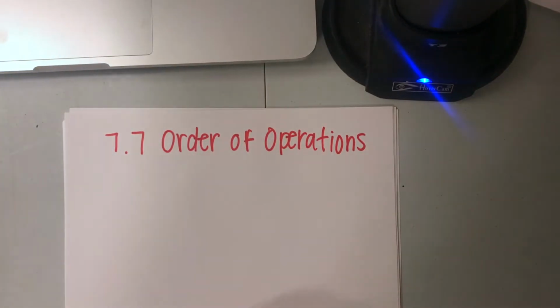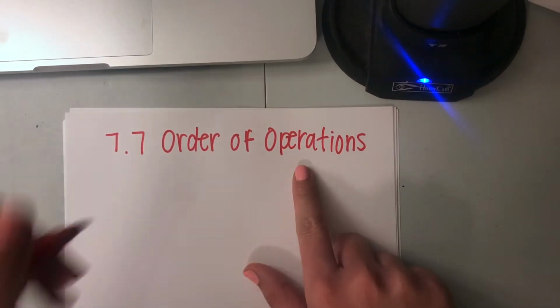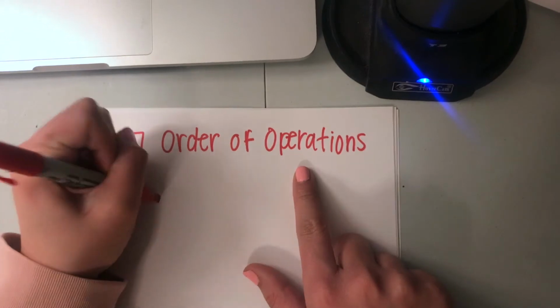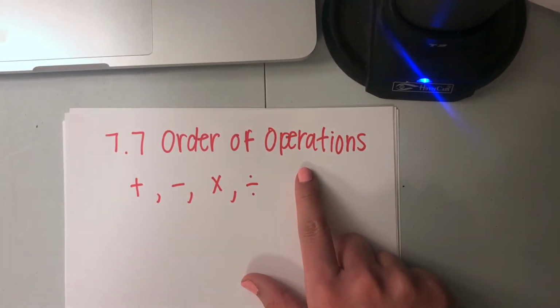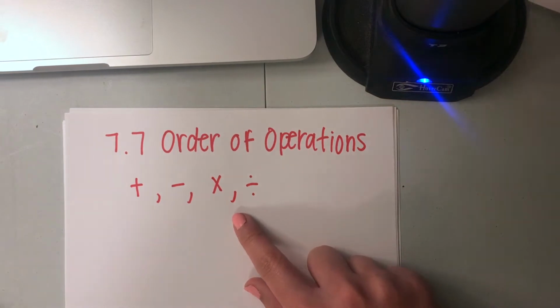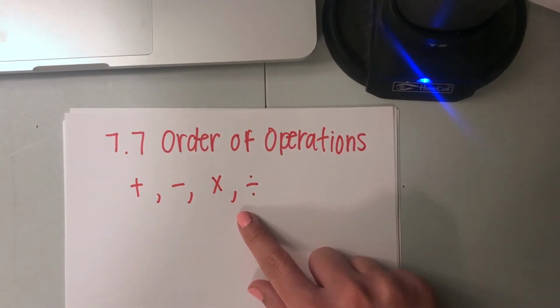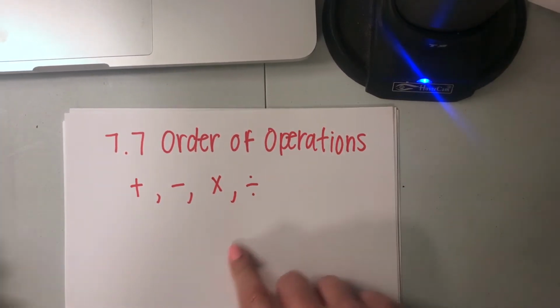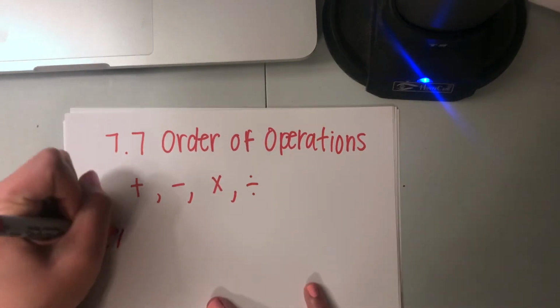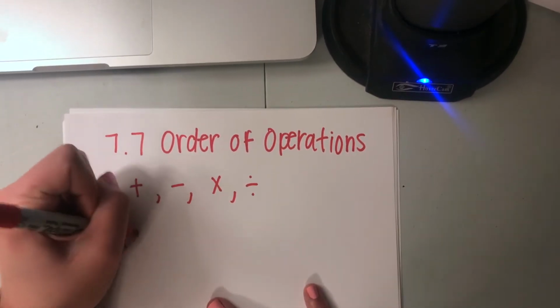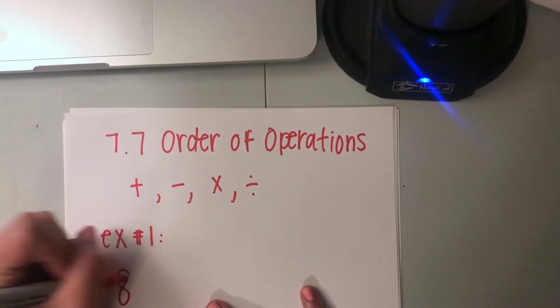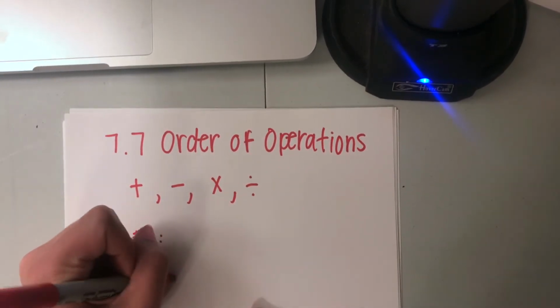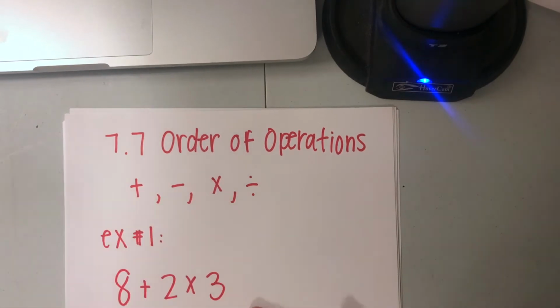So for this lesson, it is 7.7, order of operations. When we talk about operations, there are 4 basic operations: addition, subtraction, multiplication, and division. What order of operations is telling us is the order in which we are going to do these in an equation. For example, there could be an equation that has multiple operations in it. So let's say we have the equation 8 plus 2 times 3.